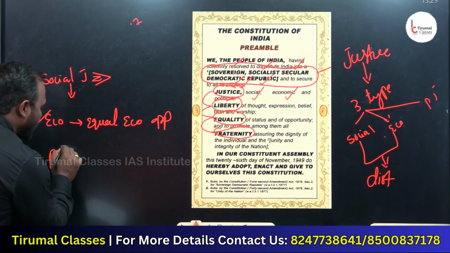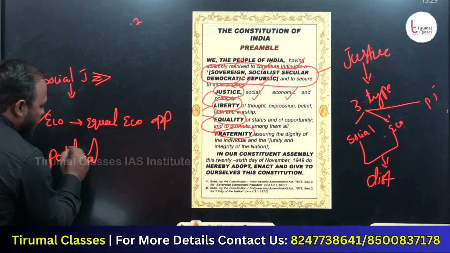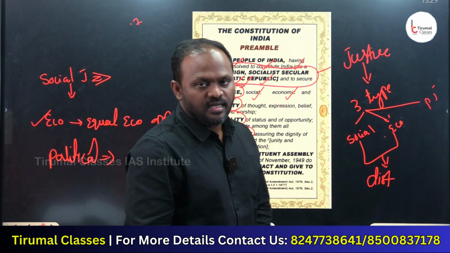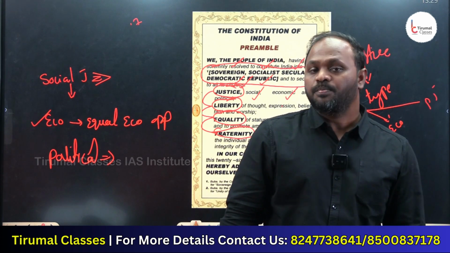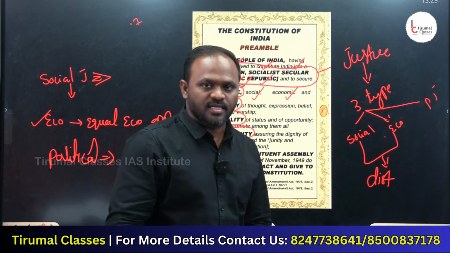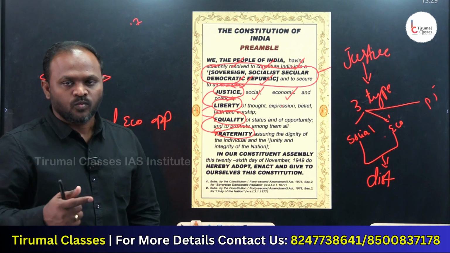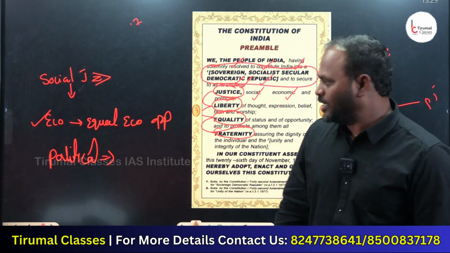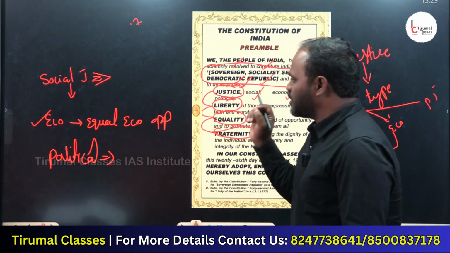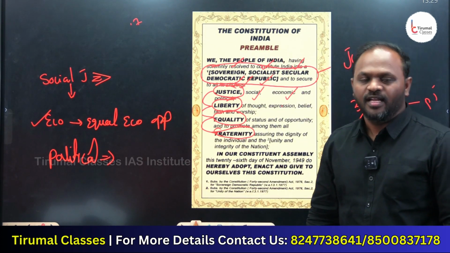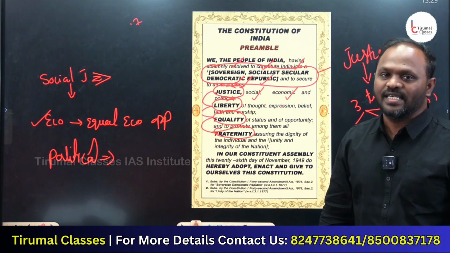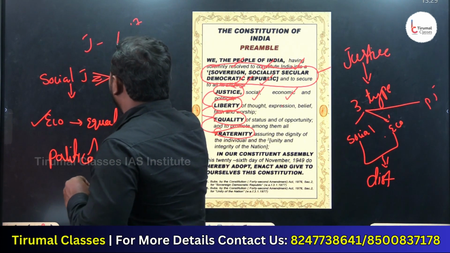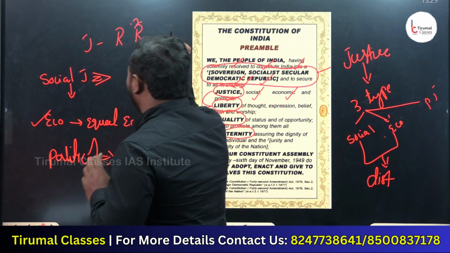Next one, political justice. Political justice means giving political opportunity to all the citizens. Every citizen of India can participate in political activities. You can contest in the elections. You can vote in the elections. We call this political participation. These are the three types of justice guaranteed by the Indian Constitution to every citizen of India. I hope it is clear, right? Justice is a word taken from where? It is taken from the Russian Revolution.